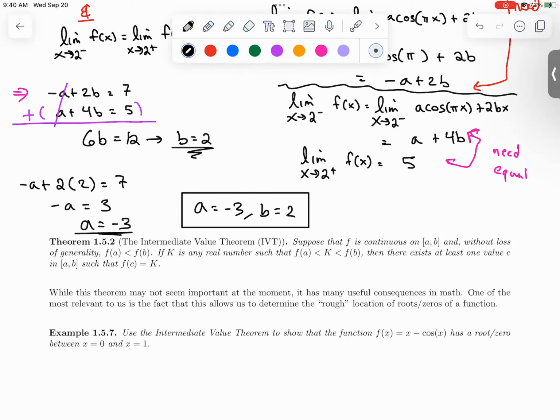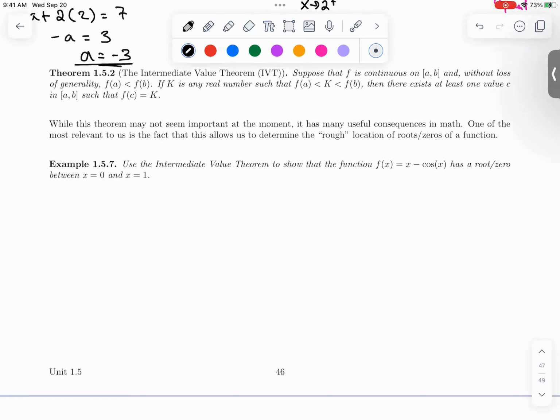Suppose f is a continuous function, and without loss of generality, assume that f of a is less than f of b. So like the first value is down below, second value is up higher. If k is any real number between f of a and f of b, then there exists at least one c value such that f of c is equal to k. So instead of actually doing a problem with it, I just want to show you the intuition.